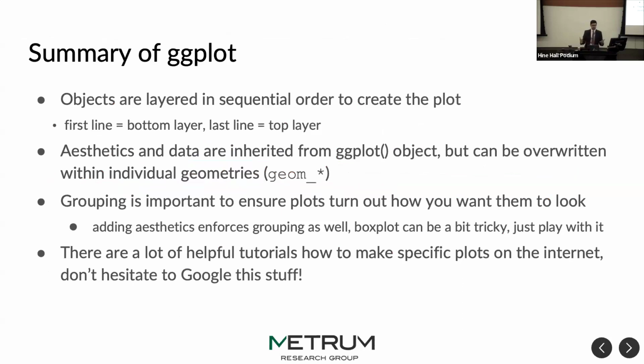Okay, so objects in ggplot, we think about them as layered in sequential order. And the first line in your ggplot is the bottom layer and the last line is your top layer. The aesthetics can be inherited from the ggplot or you can specify them for each of the individual geometries. Working with grouping will change how your plot looks and you just have to think about what goes together. If I'm doing a line, I want a line for each of the subjects, so I will group by the subjects.